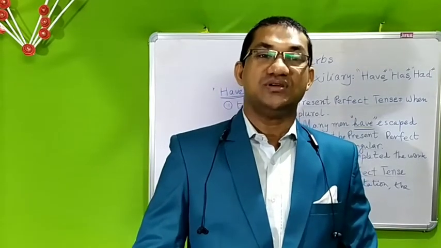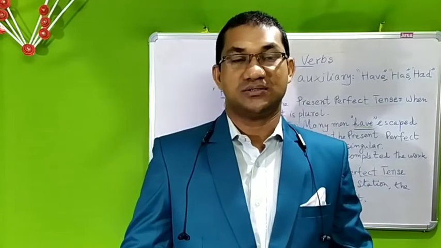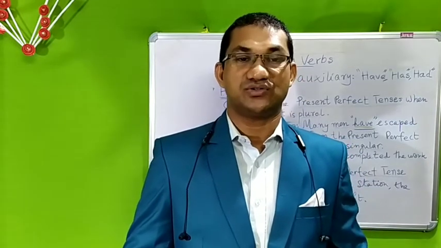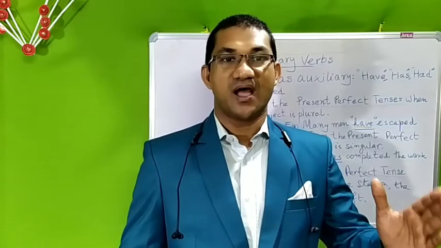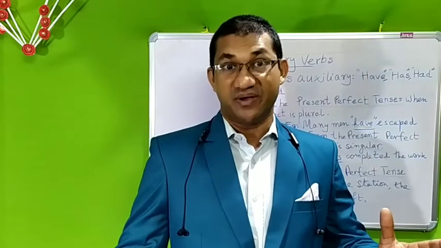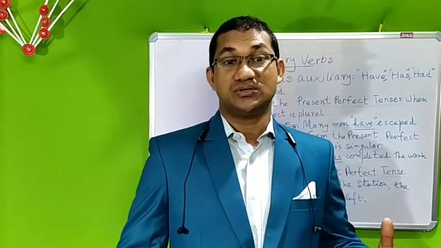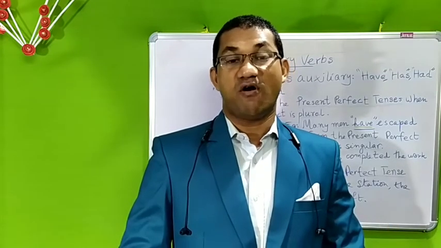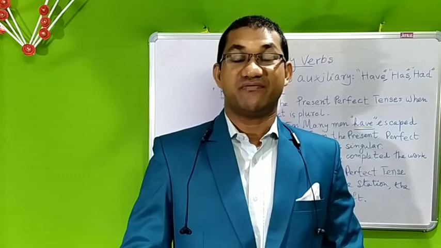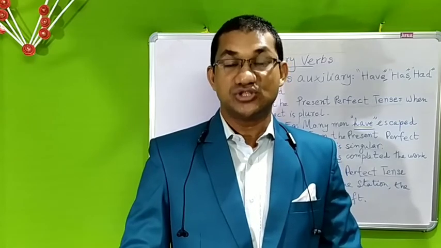So these are the important uses of have, the auxiliary. The three forms of have: have, has, had. Have is used to form the present perfect tense, had is used to form the past perfect tense, and has is used to form the present perfect tense when the subject is singular.